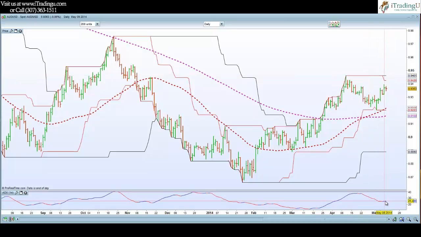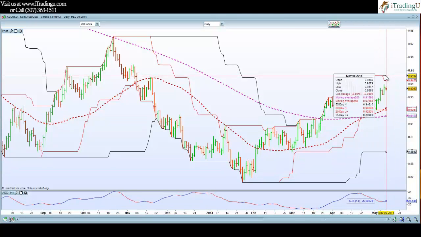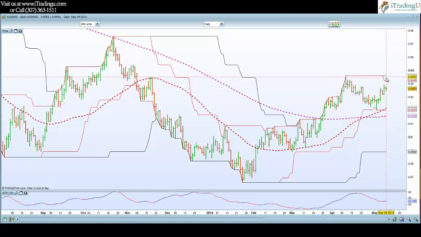So the ADX is going up and turned blue, which is telling us that the trend is getting stronger. We're above 20, so we are trending. So on a break of this 55-day high, I will look to get long on that day, with my stop at the low of that breakout day.